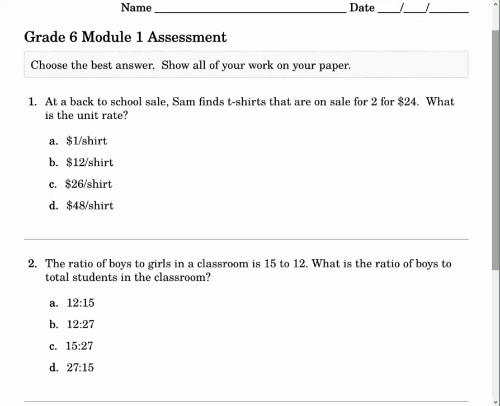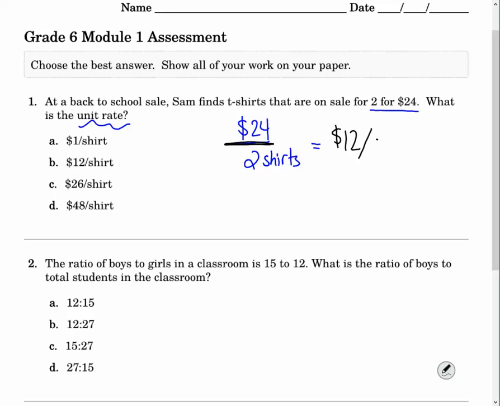The first question says, at a back-to-school sale, Sam finds t-shirts that are on sale for 2 for $24. What is the unit rate? Unit rate means the price for one, in this case, one shirt. Whenever you want to find unit rate, you want the price divided by the quantity. So we take $24 and divide it by the 2 shirts. This fraction bar means division. 24 divided by 2 gives you $12 for every shirt.